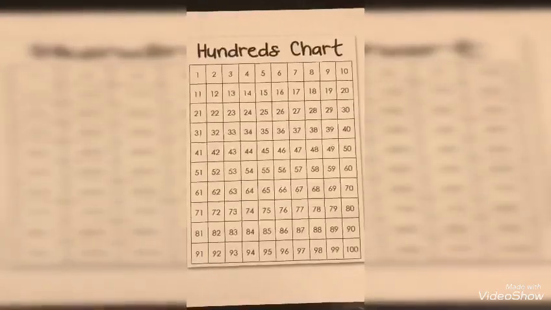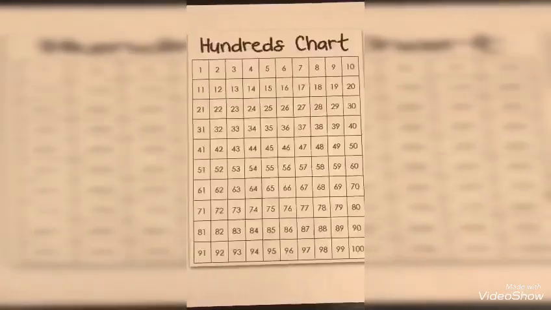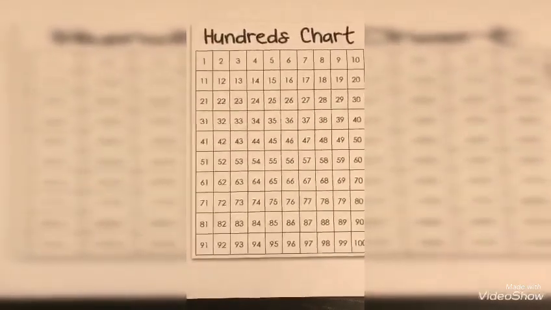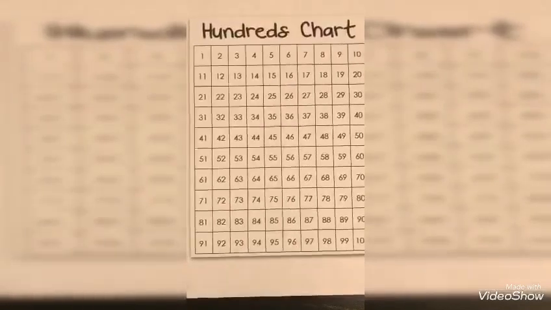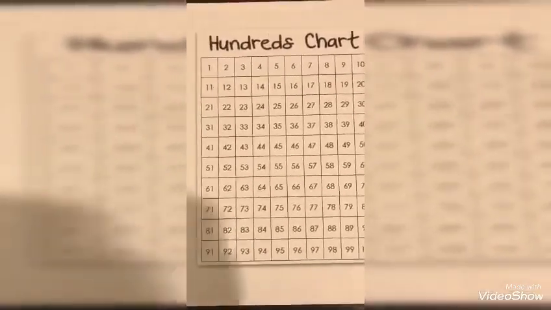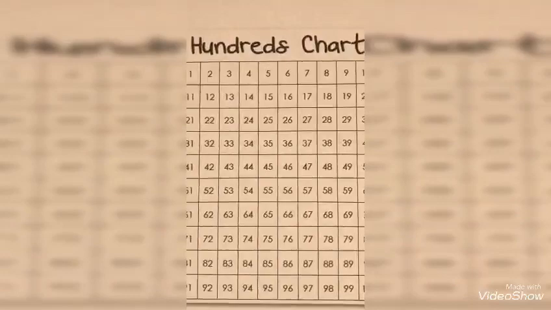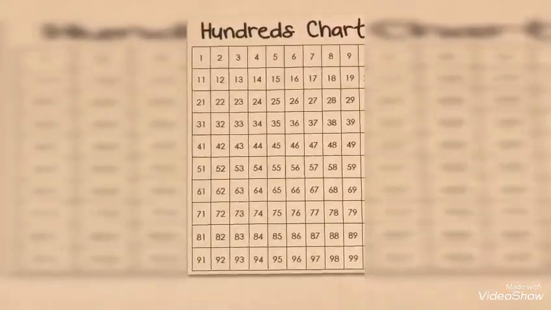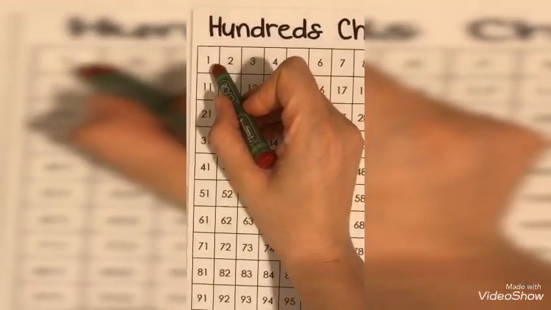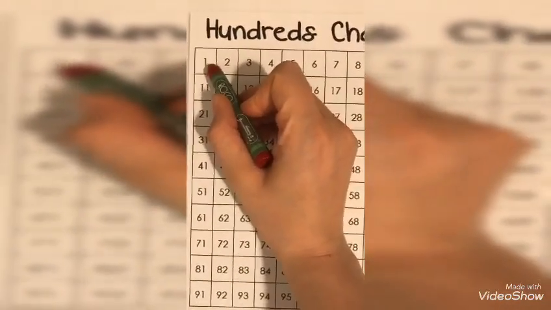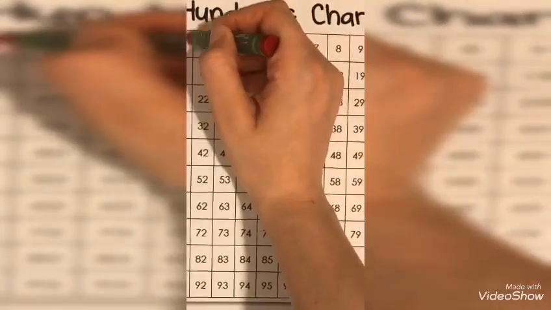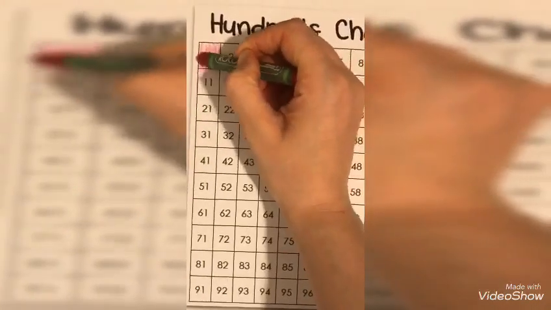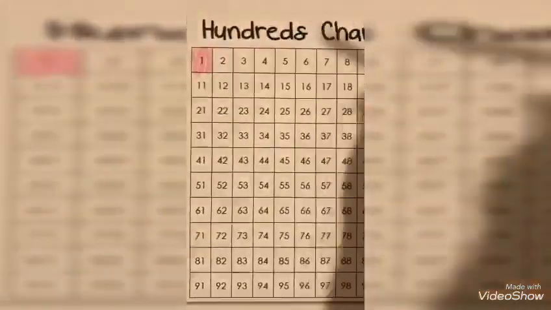Now, after all that we have learned, let's together color the odd numbers and the even numbers. I will start with the odd numbers. I will color them red. Let's start. We said that 1 is an odd number. So let's color number 1 with a red color.